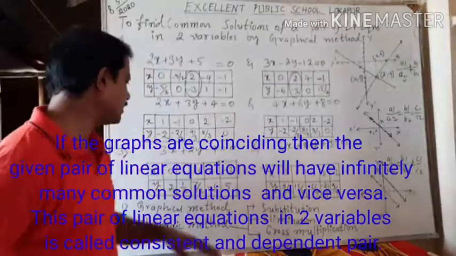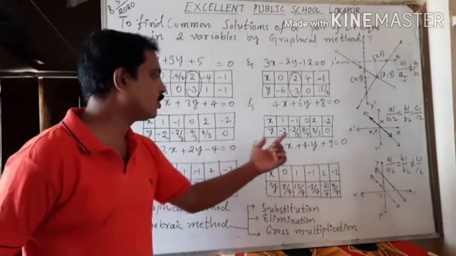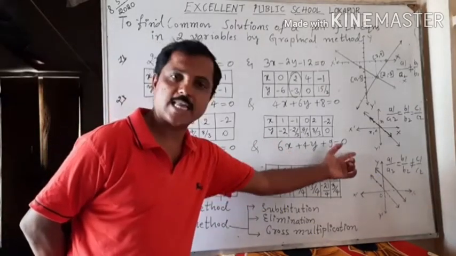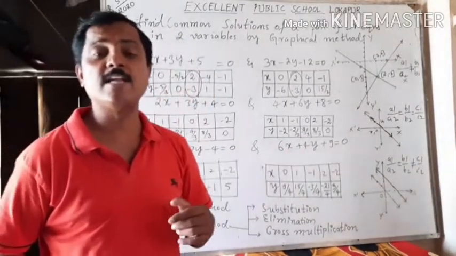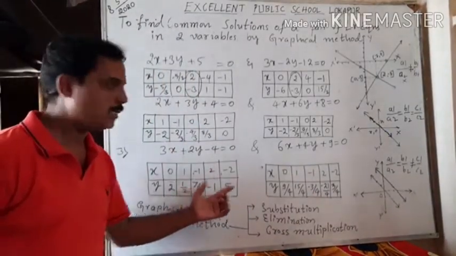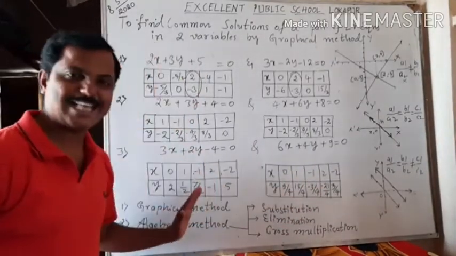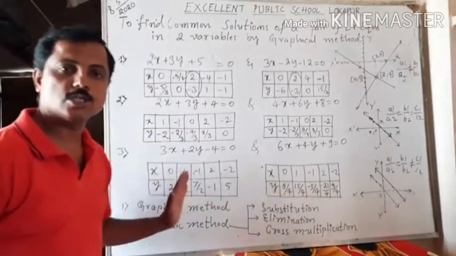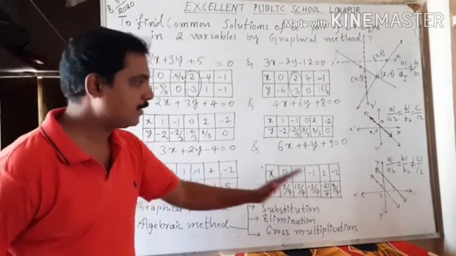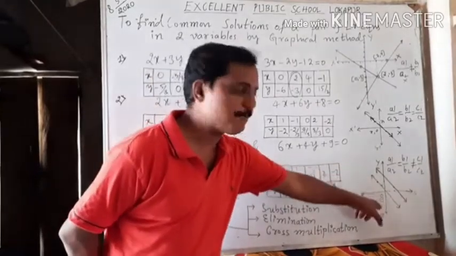Now, let us come to the third example. 3x plus 2y minus 4 is equal to 0 and 6x plus 4y plus 9 is equal to 0 forms a pair of linear equations in two variables. Okay, these are the solutions of this equation. When we compare, we are seeing that there are no common solutions to both the equations, right? If we plot the graphs, they are parallel.